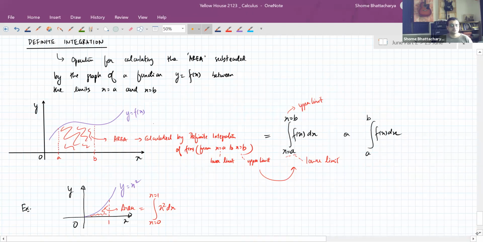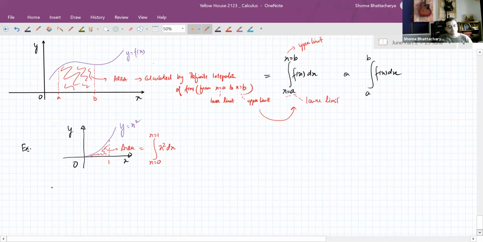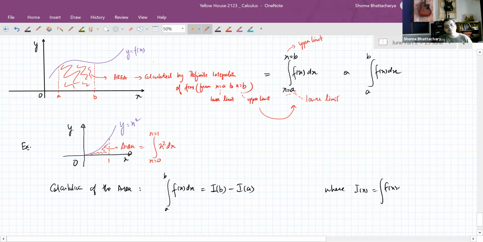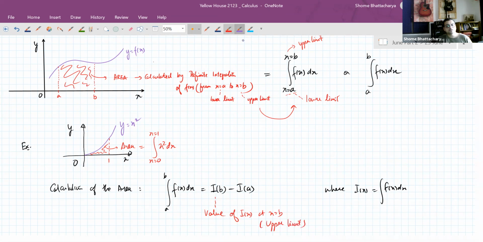Okay, now next let's understand how we actually do the calculation of definite integration. The calculation of the area is done by this operation: it is the value of the antiderivative at the upper limit minus the value of the antiderivative at the lower limit. Where this is the antiderivative of f(x). So this quantity is the value of the antiderivative at x equal to b, the upper limit, and this quantity is the value of the antiderivative at x equal to a, the lower limit.